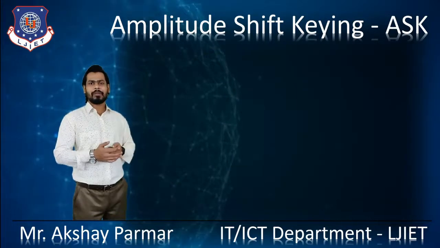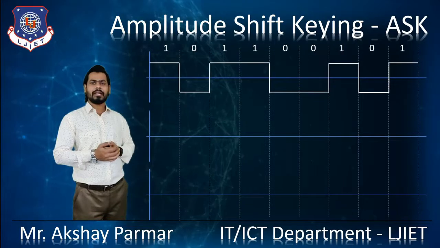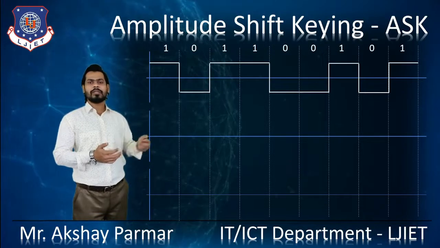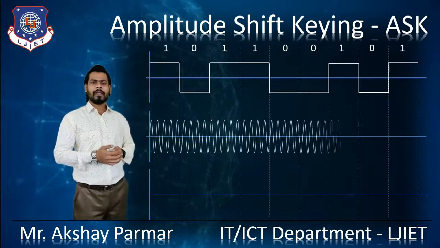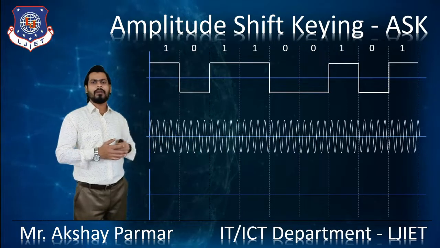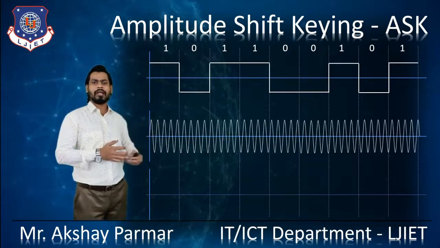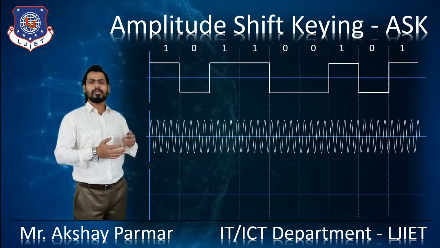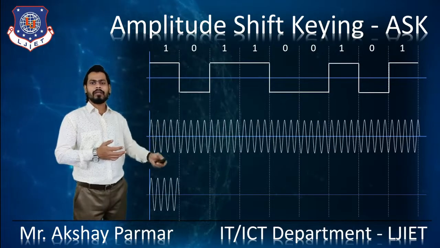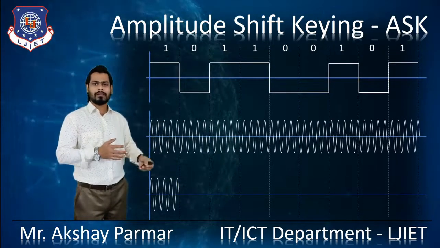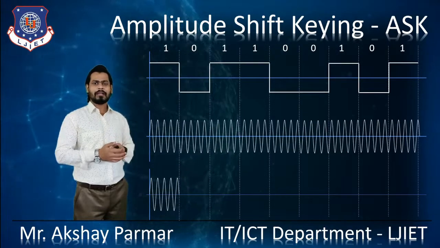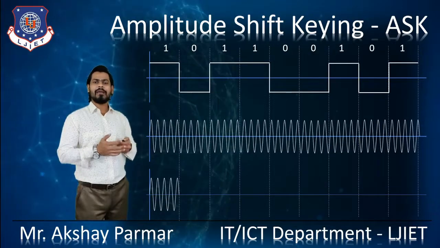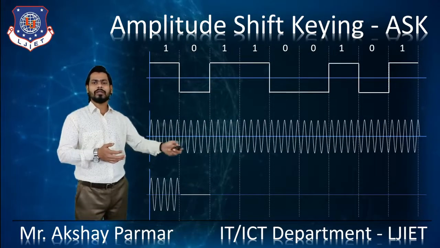Let's see one example. Here we have taken the bit sequence 1011001001. This is the carrier signal that we are going to represent. After changing its amplitude, we get the digital data in analog form. To represent bit 1, the carrier will remain the same, so we get that same analog signal. After that, bit 0 is there. To represent bit 0, we change the amplitude to the 0 level.